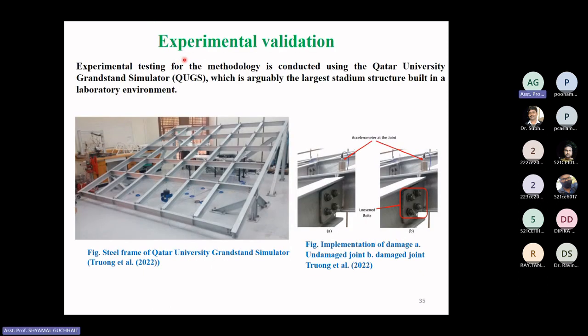Now, lastly, we have validated our proposed two-stage 2DCNN technique with experimental data. This experimental validation was performed on the QSGS data. QSGS means Qatar University Grandstand Simulator. At Qatar University they have created a steel frame.